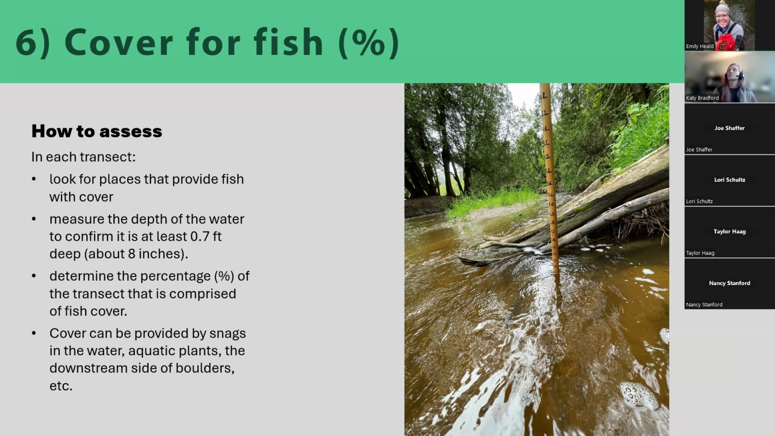So as you're walking your transect, you look for these places that fish could hide and you measure the water depth. If it's at least 8 inches, you consider that to be fish cover. Then once you've reached the end of your 44 feet, you look back and say, if I was going to draw a rectangle on top of my stream that I just walked, what percentage of that rectangle would be shaded in? And what percent of fish cover is that? Fish don't need 100% cover. I think excellent is 15% of the stream provides fish cover, so it doesn't take a lot. There just needs to be different spots for them to take refuge in.